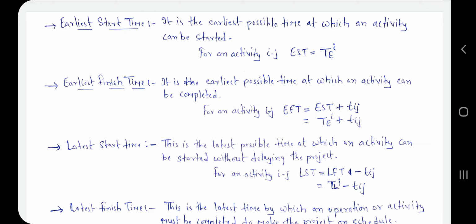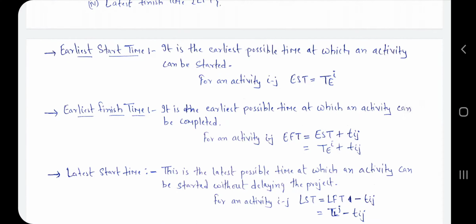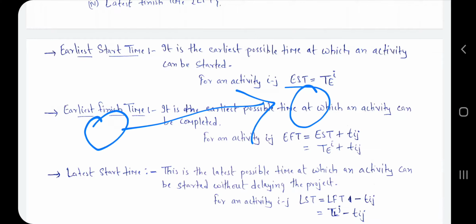earliest start time. Earliest start time is the earliest possible time at which an activity can be started. So understand this concept. This is an activity. If I say this is I and this is J, it means this is the IJ activity. IJ means it is event I and event J, and Tij is the expected time of this activity.